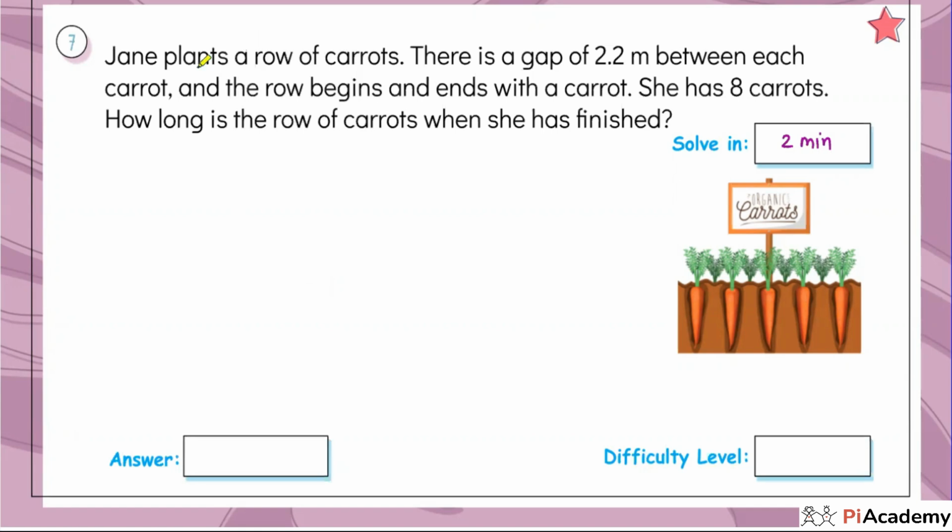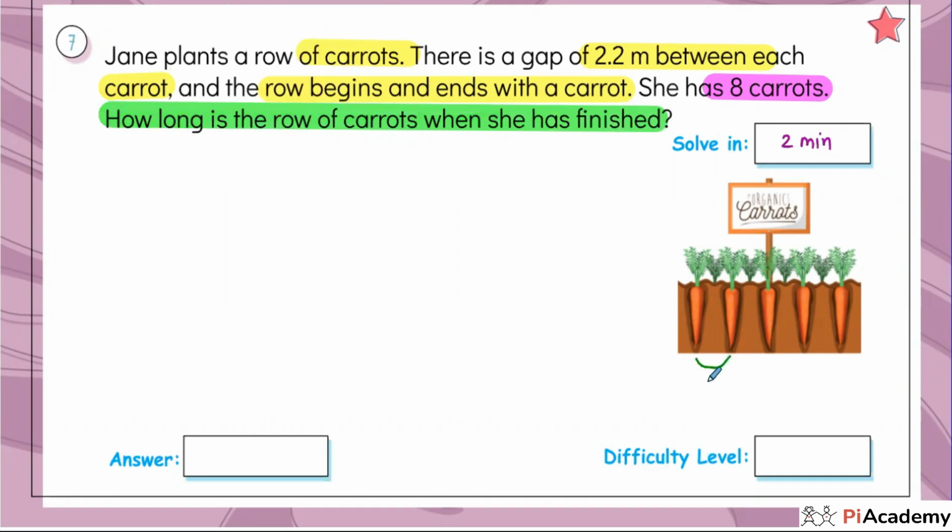So I'm reading this question. Let's solve it. Jane plants a row of carrots. There is a gap of 2.2 meters between each carrot. And the row begins and ends with a carrot, so it is starting and ending with carrots. She has 8 carrots. And the question is, how long is the row of carrots when she has finished? So this is the question. Here the picture is also there.